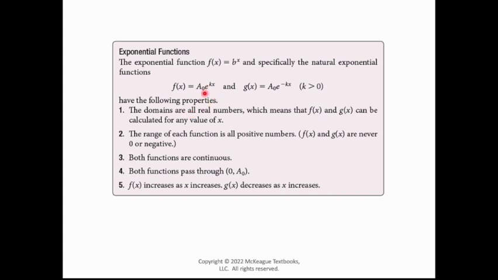The exponential functions are continuous. There are no holes, jumps, or vertical asymptotes with an exponential function. Both functions are going to pass through the point 0 and then whatever your coefficient is. So where the exponential function crosses over the y-axis, this coefficient in front will always be the y-intercept unless you have a vertical shift.